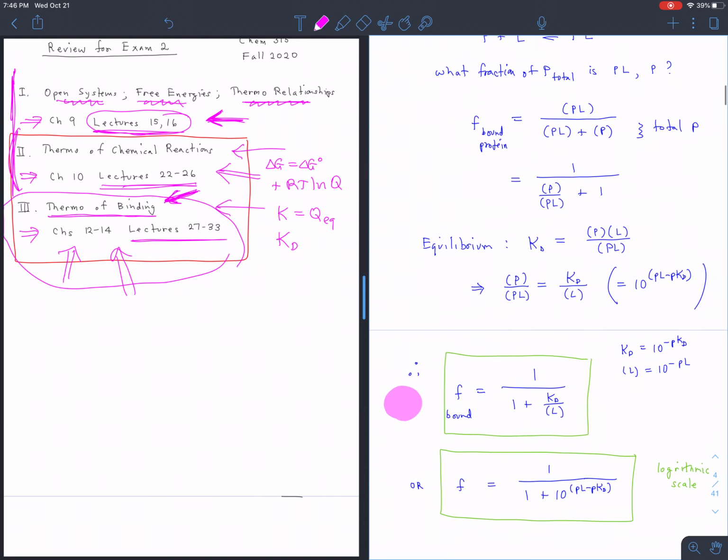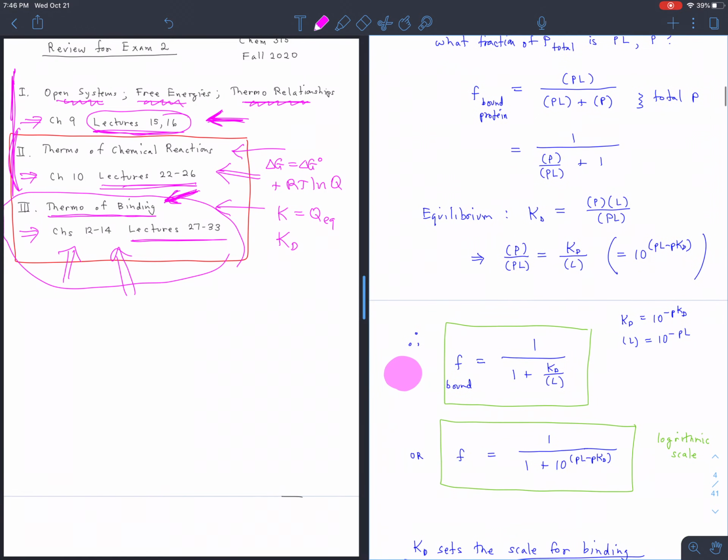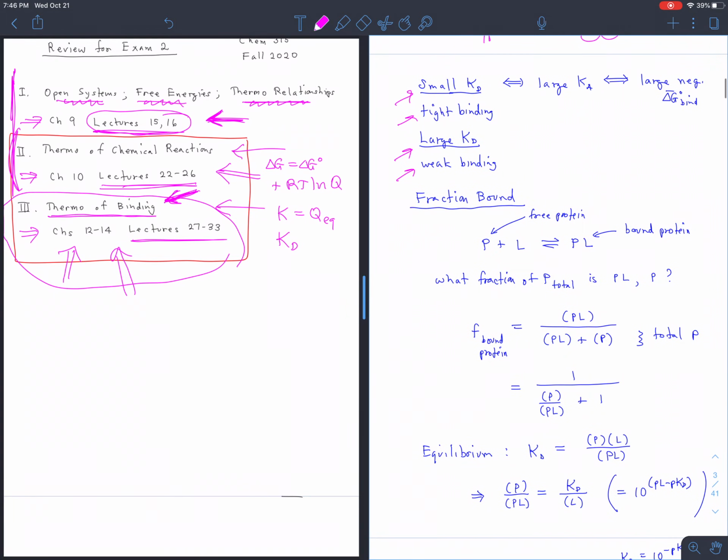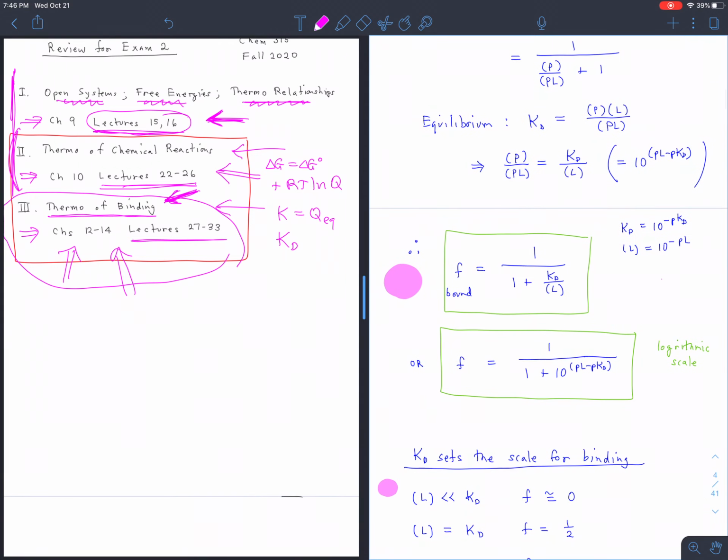The next thing we did is look at this quantity, the fraction of protein that has a ligand bound to it, as a function of the ligand concentration, and we derived this relationship, which was used pretty heavily throughout the rest of the section. The fraction bound is 1 over 1 plus the dissociation constant Kd divided by the ligand concentration. And that could be expressed logarithmically too, though we didn't really use that after this because the book doesn't use it.